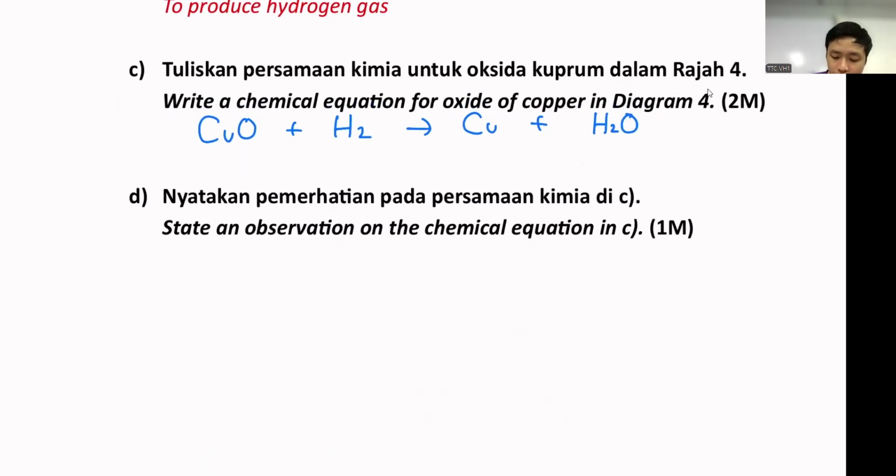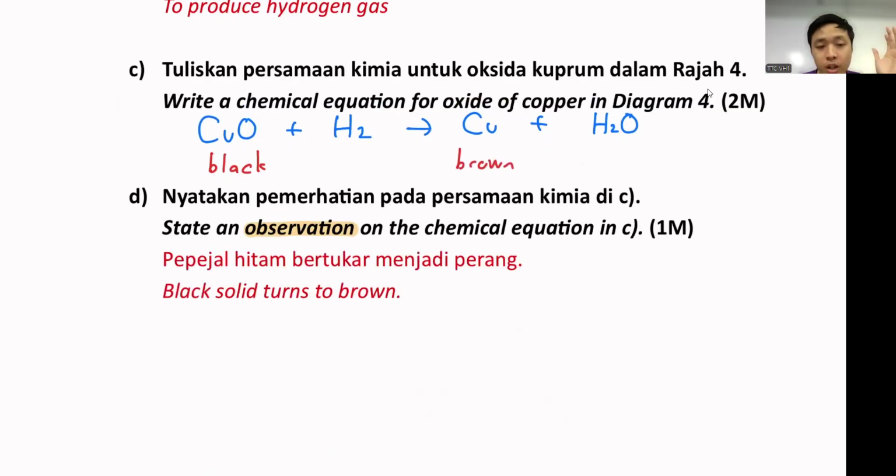State an observation in the chemical equation. I told you that copper 2 oxide is black color itself. So after heating, the black color turns to copper. Copper is brown color. So I have to say the color changes, which is black solid turns to brown. In Malay, it is hitam menjadi perang.